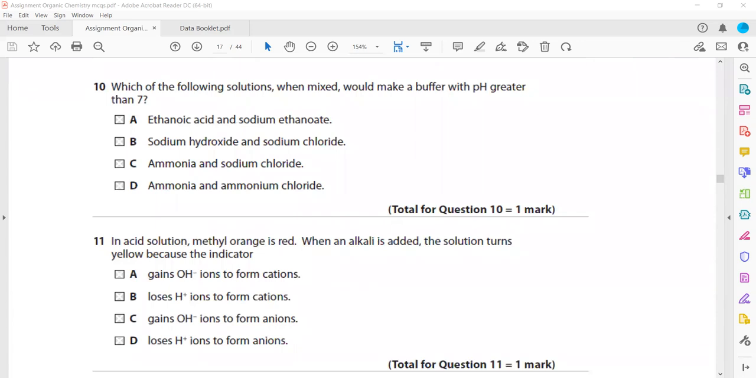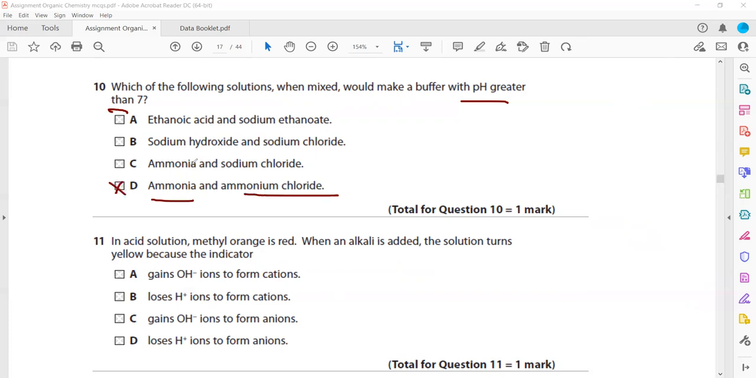In question 10, which of the following solutions when mixed would make a buffer with a pH greater than 7? A buffer solution is made when a weak acid is mixed with its salt, or a weak alkali with its salt. Because we want to make a buffer solution with pH more than 7, it should be a weak alkali and its salt. So which one is the weak alkali and its salt? Ammonia and its salt. So D is the right answer.